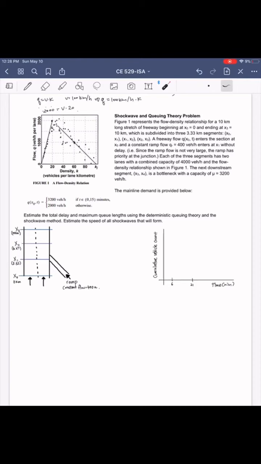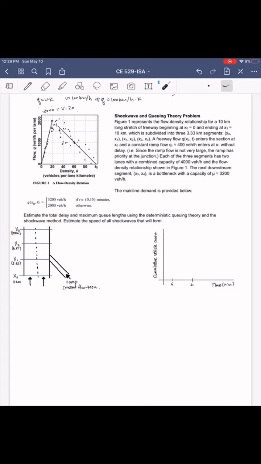So let's now finally start with the deterministic queuing. So first, deterministic queuing takes the arrival rate and departure rate and gets the differences in order to find the maximum queue length and time delay, and total delay will be the area between those curves. So first let's get the arrival rate at x3. So this is arrival at x0, but it didn't take the ramp flow into account. So this is where the bottleneck x3 and x4, imaginary x4, where the bottleneck forms.